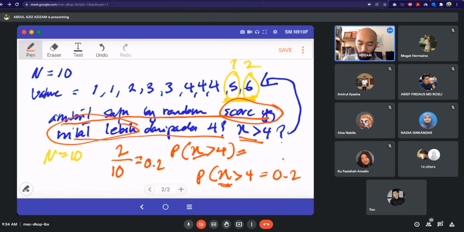Okay, good. So, 5 dan 6, 2 bahagi 10. Kita akan dapat proportion 0.2. Macam mana kita dapatkan percentage daripada proportion ni? Nak kira percentage, kita darab 100 je lah. Dapatlah 20%. Okay, clear? Right, good. Clear sir.